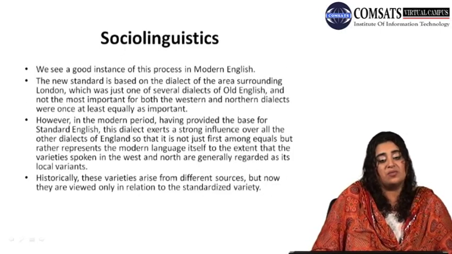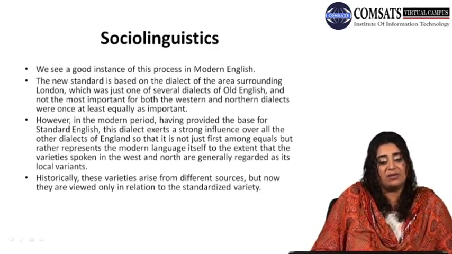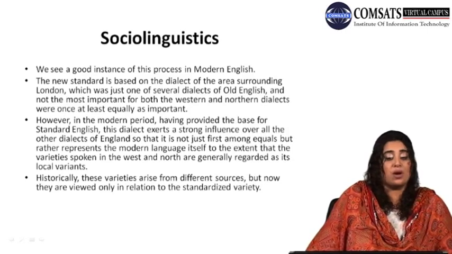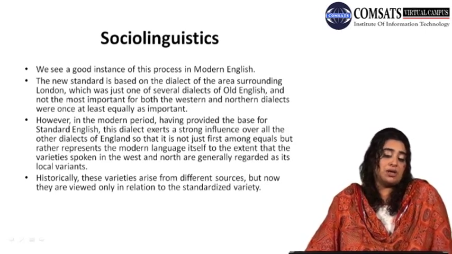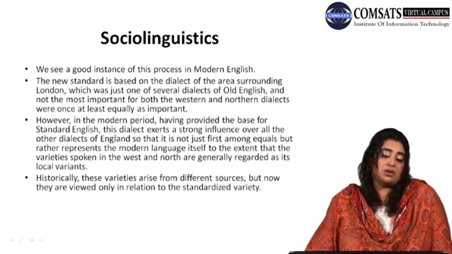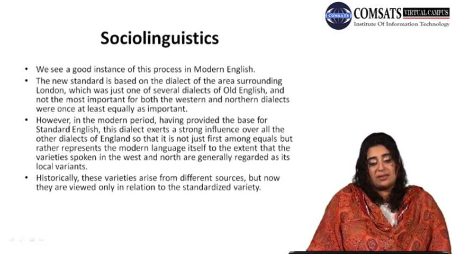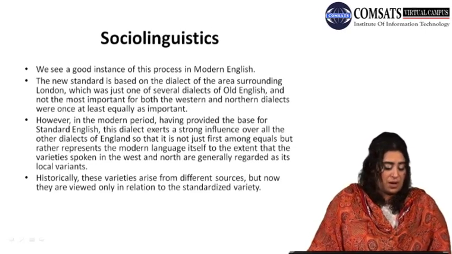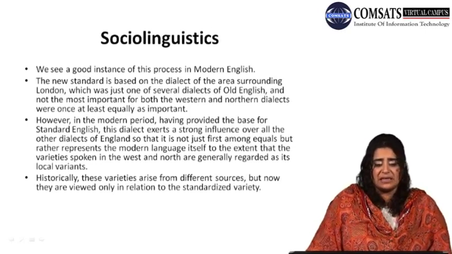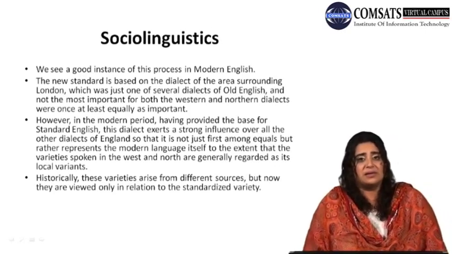So we see a good instance of this process in modern English. The new standard is based on the dialect of the area surrounding London, which was just one of several dialects of Old English, and not the most important, for both the Western and Northern dialects were once at least equally as important. However, in the modern period, having provided the base for a standard English, this dialect exerts a strong influence over all the other dialects of England.